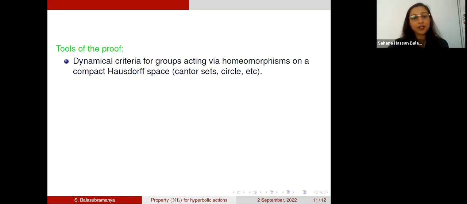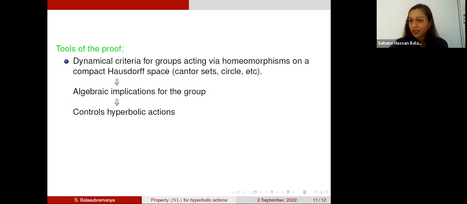This dynamical criterion has a fairly technical description, but the idea is that if the group acts via homeomorphisms with high transitivity and certain disjointness properties, then that dynamical criterion very strongly controls the algebra of your group. As an example, you can show that if this dynamical criterion is satisfied, then the group is boundedly generated. And once you can control the algebra of the group, you can actually control the hyperbolic actions.